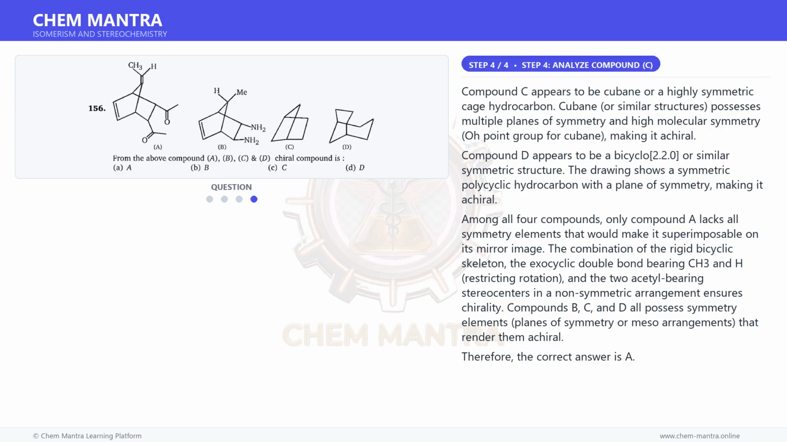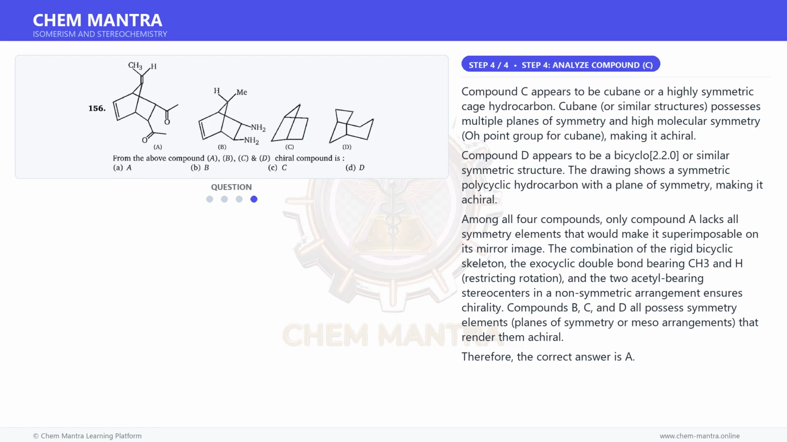And for the final step, compound C appears to be cubane or a highly symmetric cage hydrocarbon. Cubane, or similar structures, possesses multiple planes of symmetry and high molecular symmetry, point group Oh for cubane, making it achiral. Compound D appears to be a bicyclo[2.2.0] or similar symmetric structure. The drawing shows a symmetric polycyclic hydrocarbon with a plane of symmetry, making it achiral.